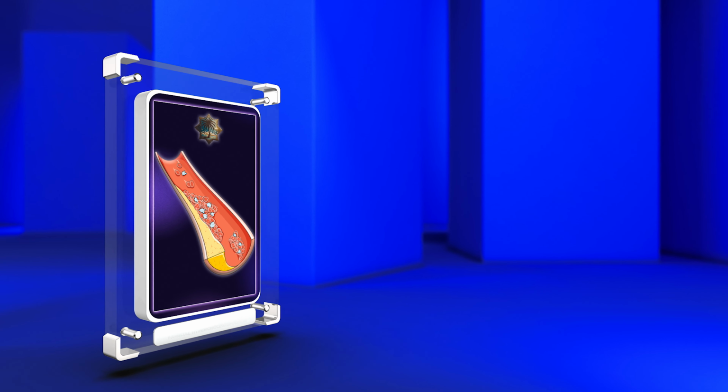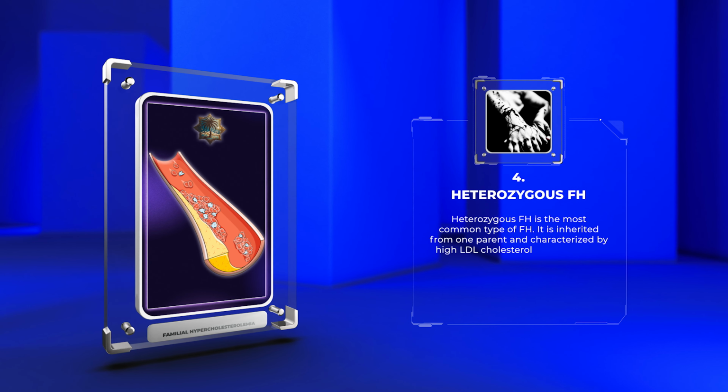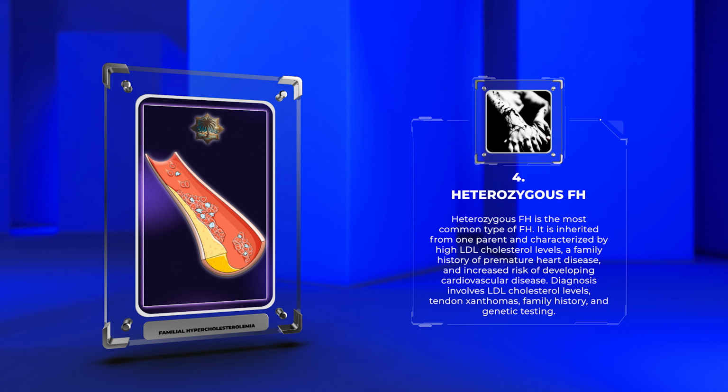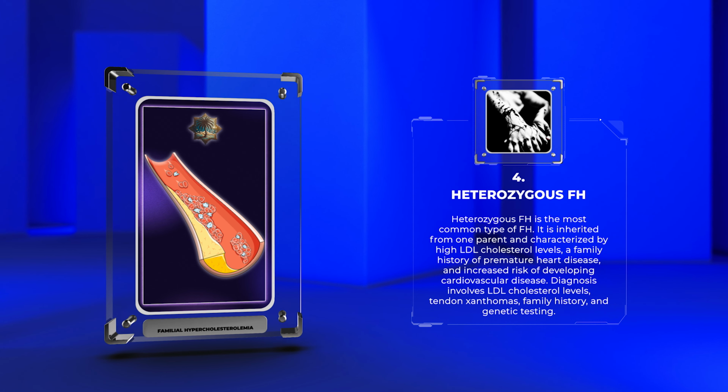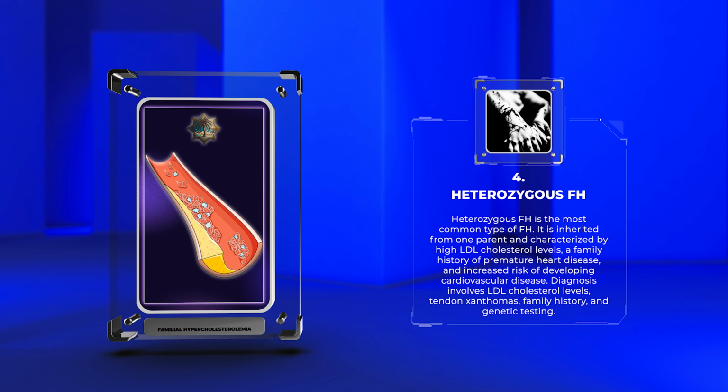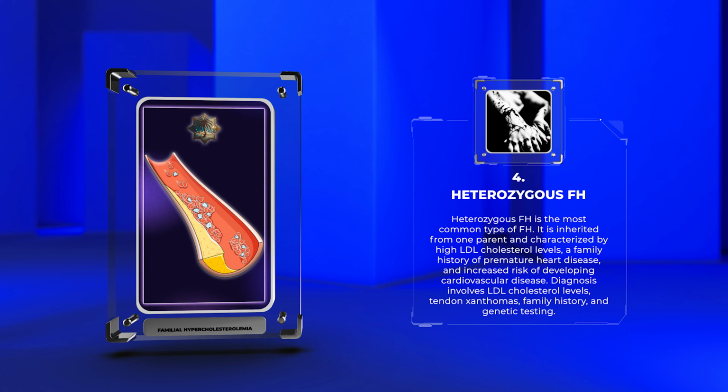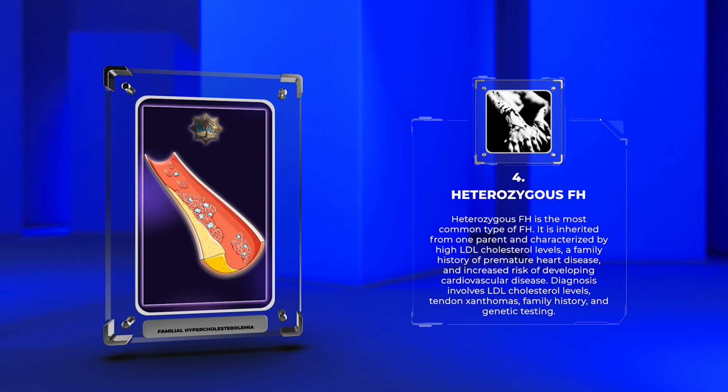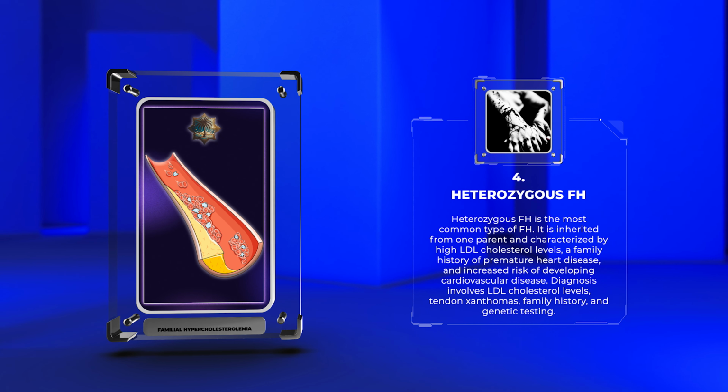Heterozygous FH is the most common type of FH. It is inherited from one parent and characterized by high LDL cholesterol levels, a family history of premature heart disease, and increased risk of developing cardiovascular disease. Diagnosis involves LDL cholesterol levels, tendon xanthomas, family history, and genetic testing.